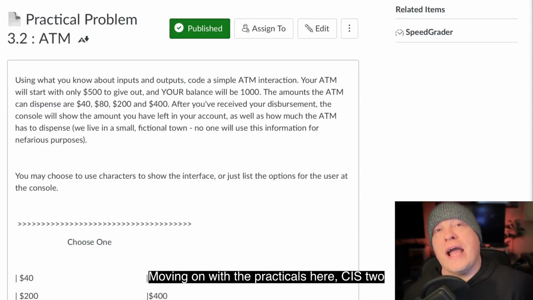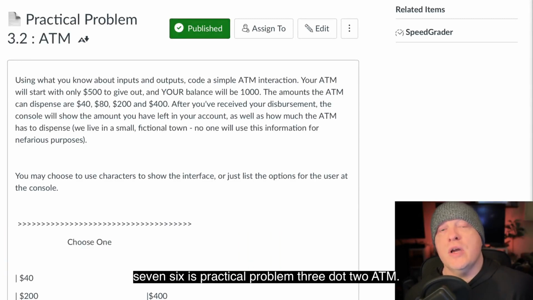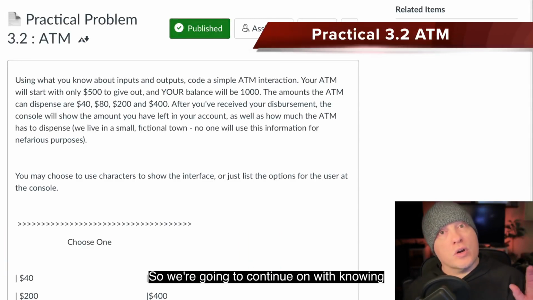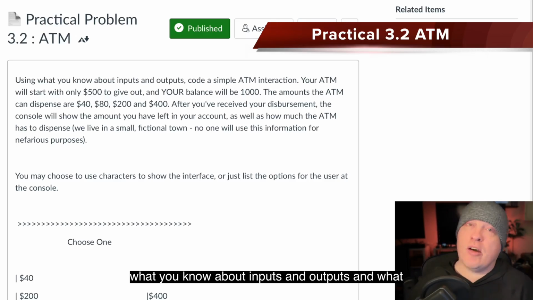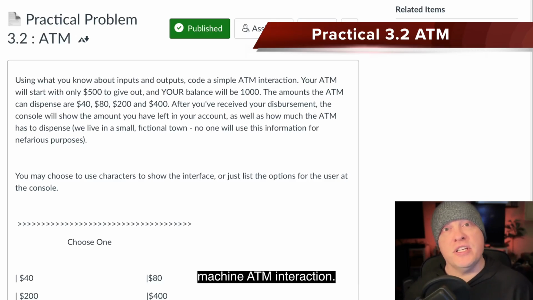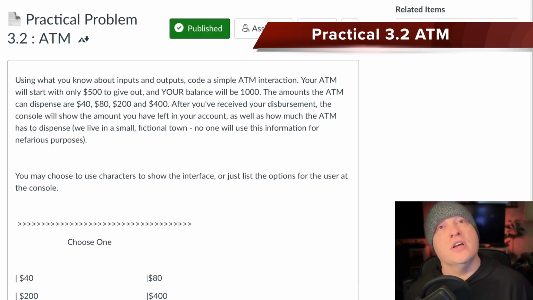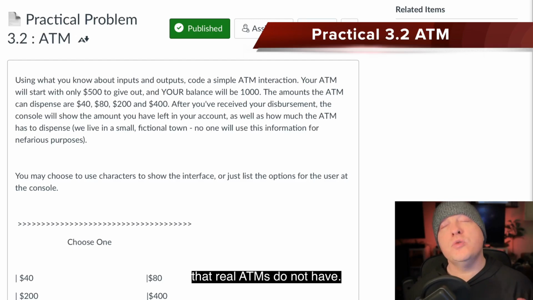Moving on with the practicals here, CIS 276 is practical problem 3.2, ATM. So we're going to continue on with knowing what you know about inputs and outputs. And what you are going to do is code a simple automatic teller machine, ATM, interaction. Your ATM has several constraints that real ATMs do not have.